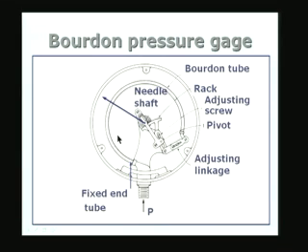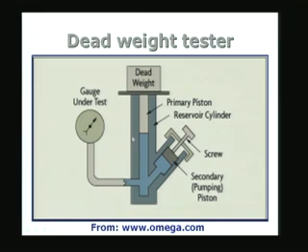The calibration can be done by using what is called a dead weight tester. It is a very simple instrument. So, what we have in the dead weight tester is a fluid, in this case oil, which is in this cylinder, and the oil can be pressurized by using a screw, as is shown here.